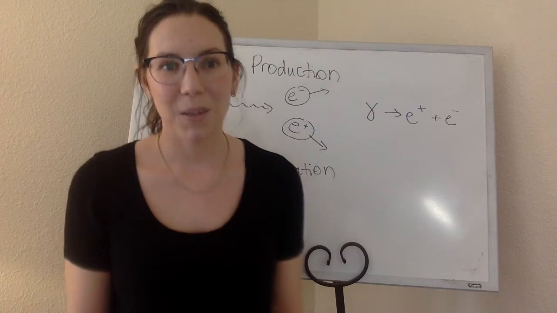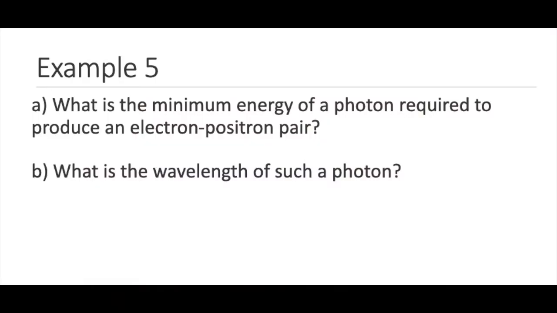All right, let's do 2 examples now. Okay, what is the minimum energy of a photon required to produce an electron-positron pair? And what is the wavelength of such a photon? So I'd suggest you pause and then try that example. All right, let's look at the board.